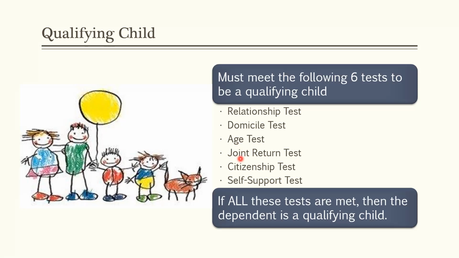And then the citizenship test, they got to be a citizen of the United States, Mexico, or Canada, or an adopted child if it's a foreign-born child, an adopted child.